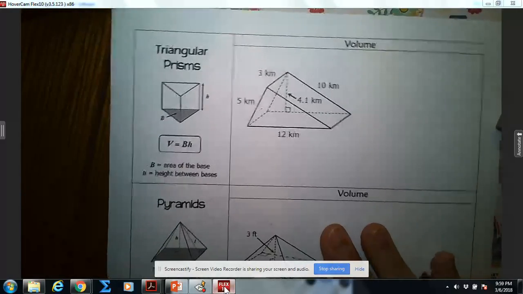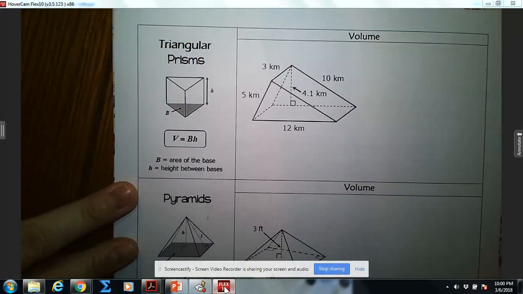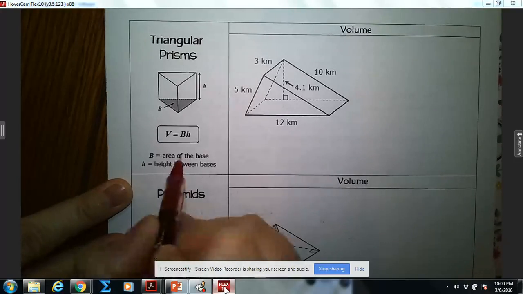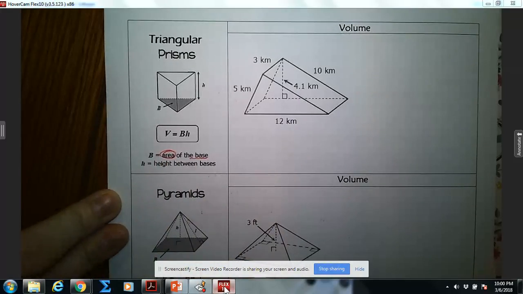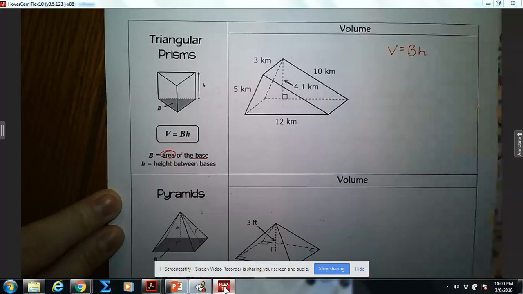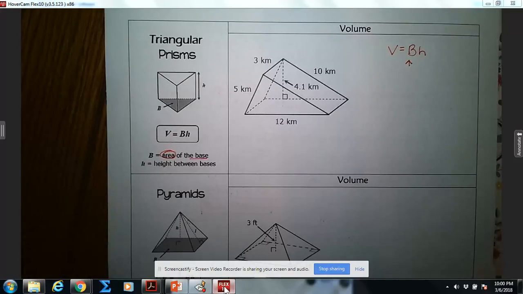All right, in this next example, we're looking at the triangular prism. The volume formula given to you off your formula sheet is capital B, which stands for the area of the base, times H, which stands for the height between the bases. Okay. So we have a side project to do. First thing we have to do is figure out what the area of the base is, which means you need to decide where the base is.